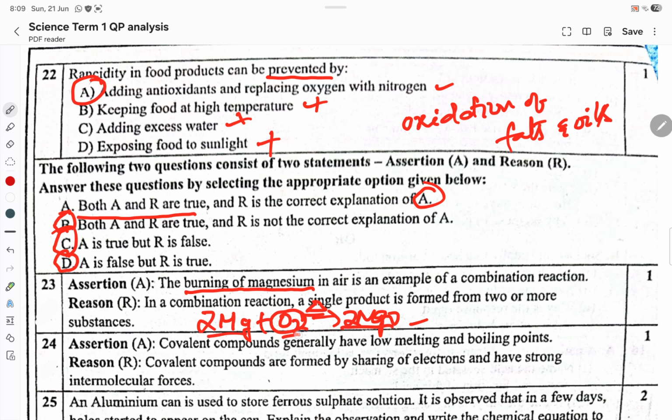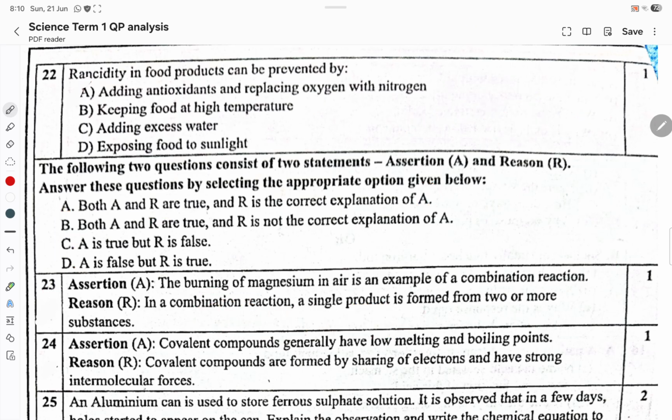Here magnesium and oxygen are the two reactants, but a single product is produced. So two reactants combine together to form a product. So the assertion is correct. Now the reason: in a combination reaction, a single product is formed from two or more substances. Yes, that's also true. A single product is formed from two substances. So here the reason is explaining the assertion very clearly. That's why we have to go for option A. Option A is the right answer. Now let's move to the next question.